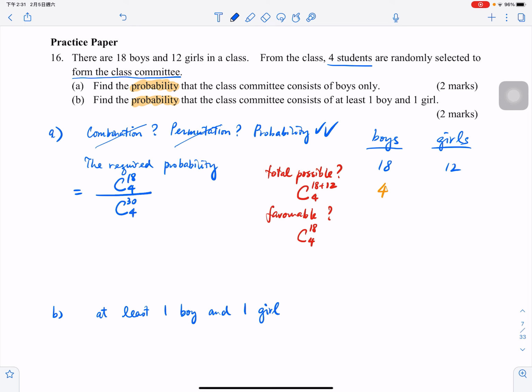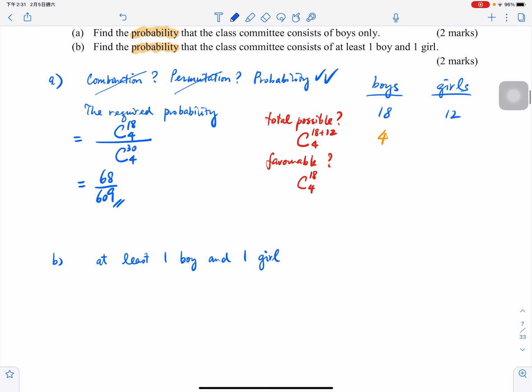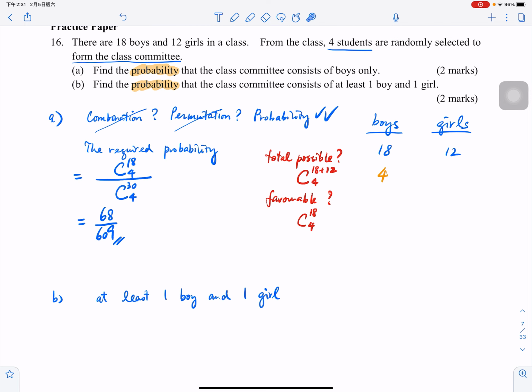So as a result, 68 over 609. This is the answer. Okay, clear? Let's see the question of part B.